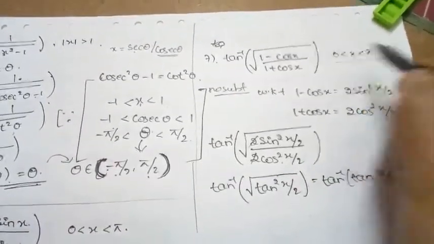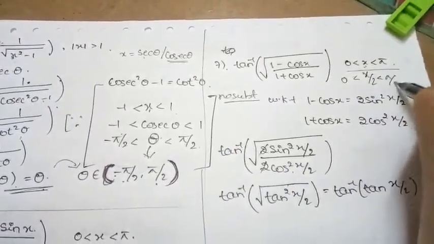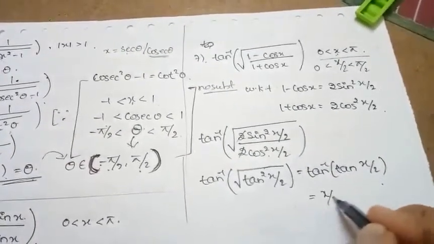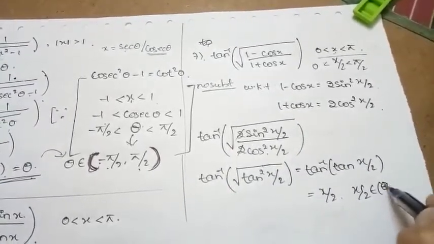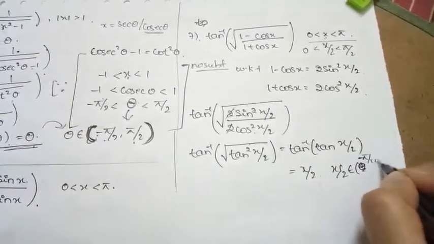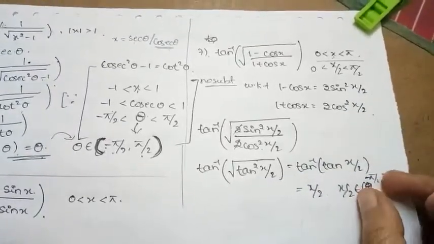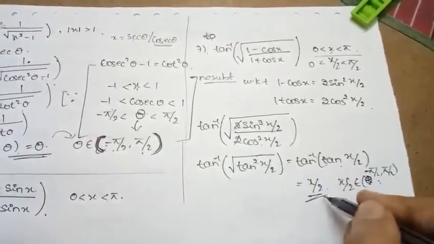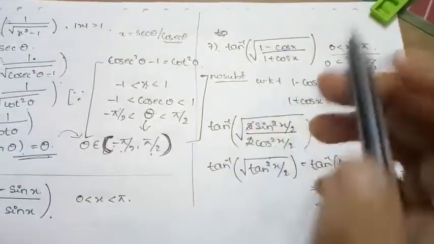Since x is lying between 0 to pi, obviously x by 2 is lying between 0 to pi by 2. So tan inverse of tan x by 2 is equal to x by 2 when x by 2 belongs to minus pi by 2 to pi by 2. This value, 0 to pi by 2, is coming within this interval, so this is valid. So we can write tan inverse of tan x by 2 as x by 2. This is the simplest form of the given question.